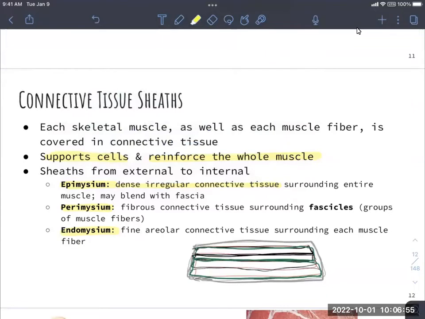So perimysium is fibrous connective tissue that wraps around fascicles or groups of muscle fibers. That endomysium is areolar connective tissue, and that is around each muscle fiber. Again, that's the black I drew.